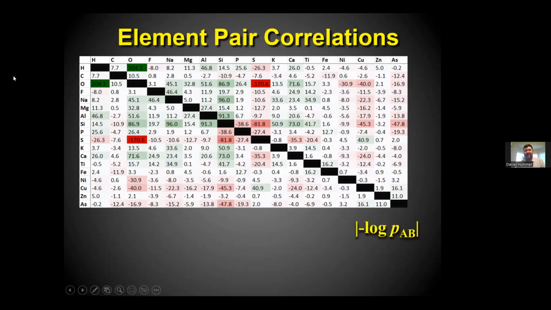It's the logarithm of the p-value that results from the statistical test between the correlation of those two particular elements. Okay, and then I've got them signed so that positive correlation values are given in green, and negative ones, in other words, anti-correlations, where those elements do not like to occur together, are shown in red.